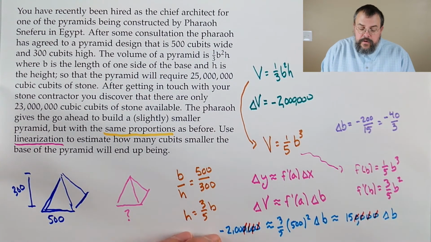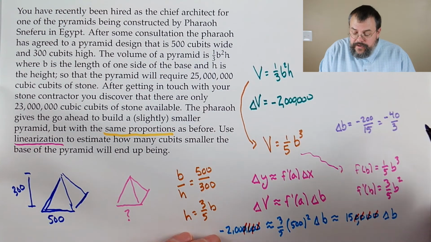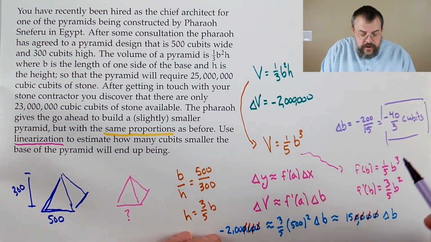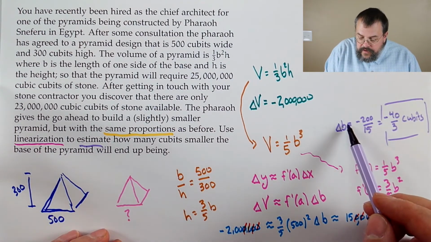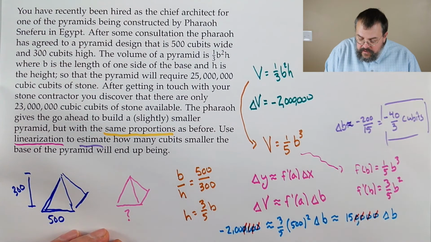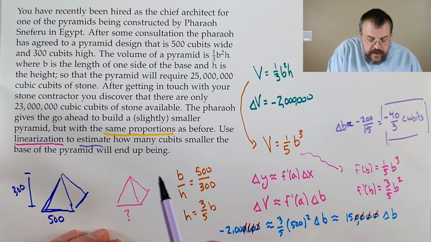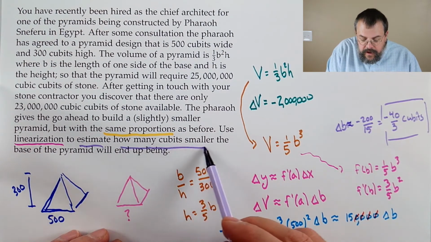40/3. And what are the units? Well, the units are cubits. So that is how much the base will change. And notice, we wanted to get an estimate. So there is an estimate here, because this is an approximation of how many cubits smaller.